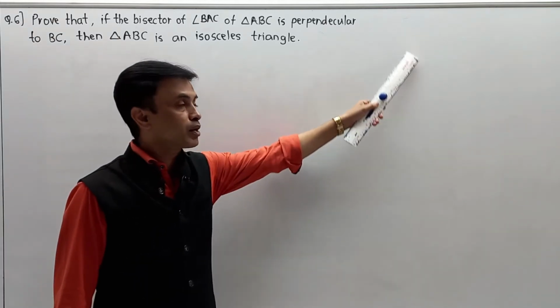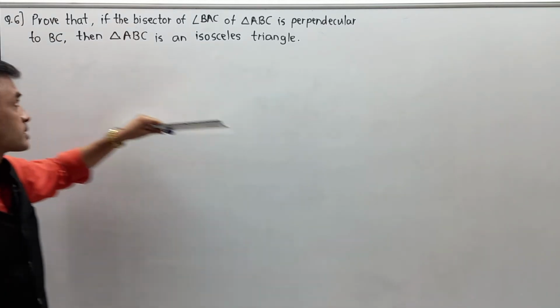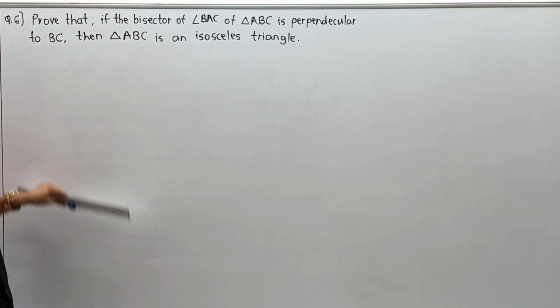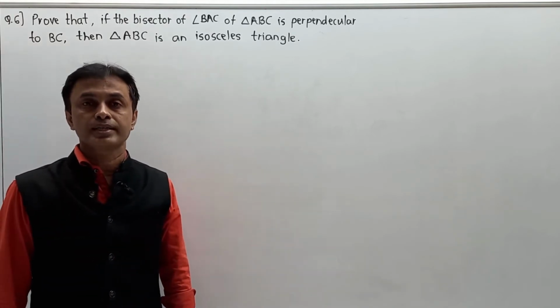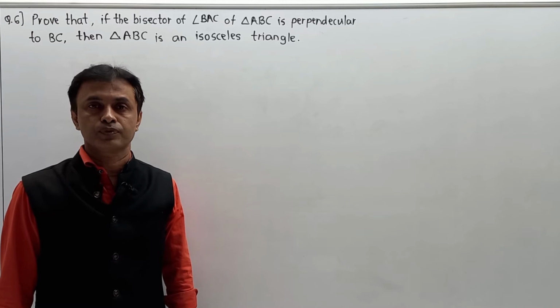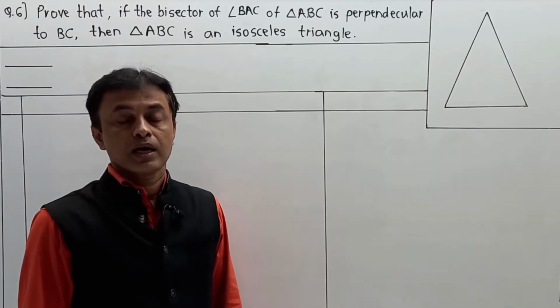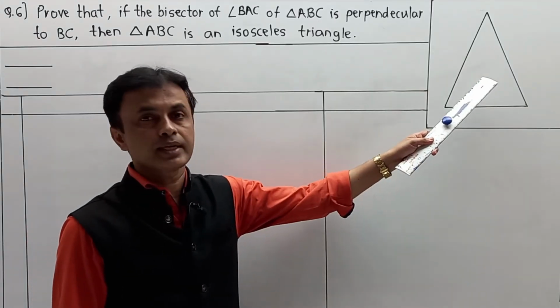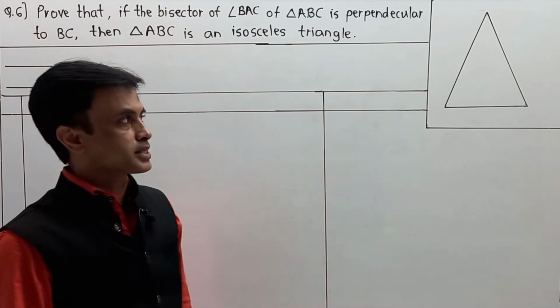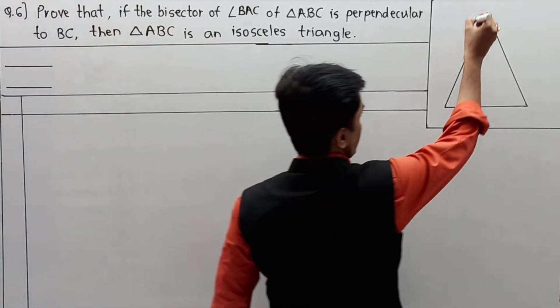So try to understand how I am going to draw the diagram, and next how I am going to write given, to prove and proof. Please pay attention to the writing style when you get such a kind of proof. Now we have to understand the same part from the diagram point of view, and the part is, they have given triangle ABC.